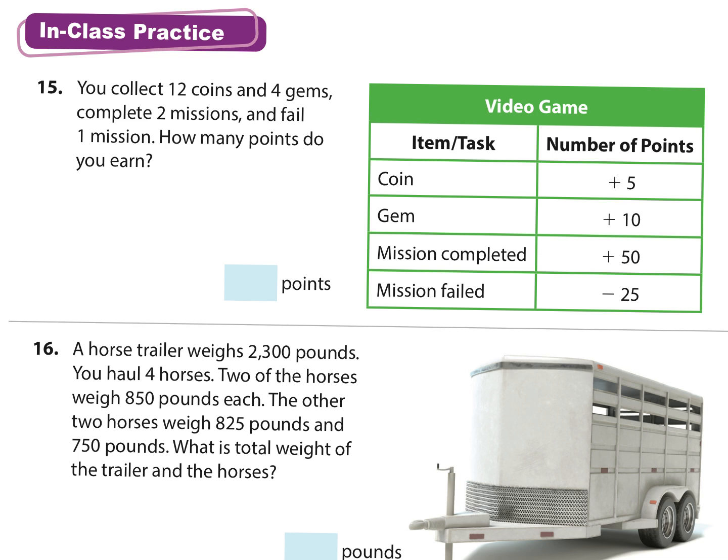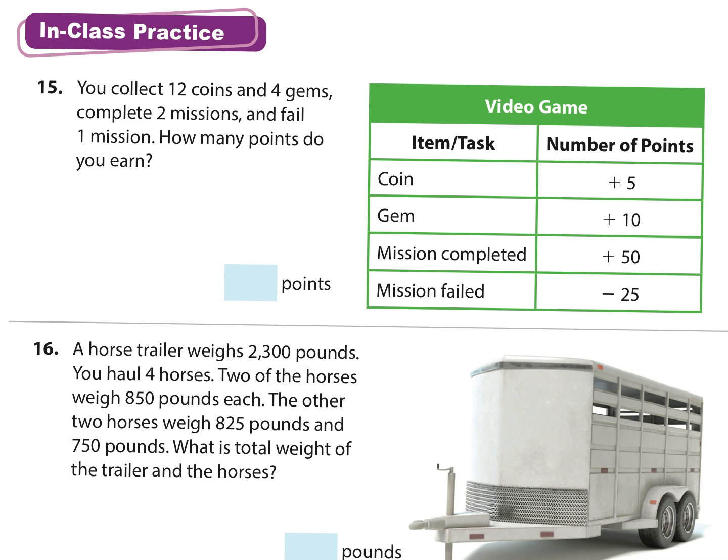We're going to solve this, and we're going to set up an expression using the information from the table given to us. So it's talking about video games, and it's telling us that we collect 12 coins and 4 gems. We complete 2 missions, and I fail 1 mission. How many points do I earn? So there's going to be some gains and some losses. So I'm going to set up an expression to represent what's happening. So the first thing that I need to know is that when I collect a coin, that's 5 points. If I have 12 coins, how might I write that as an expression?